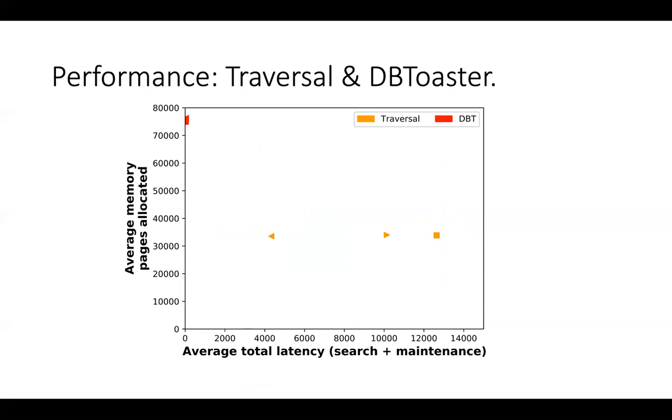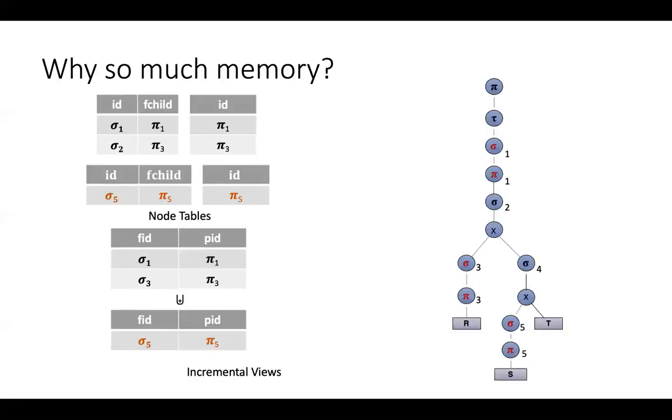Point to note is that TreeToaster is a generalized IVM system for SQL queries, and it makes some assumptions about the data fed into it. Let's talk about where TreeToaster consumes memory. TreeToaster materializes every intermediate query result, and it does so because TreeToaster assumes that these results cannot be quickly reconstructed from the data itself.